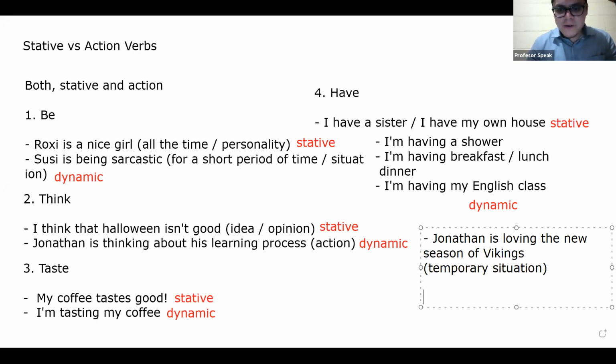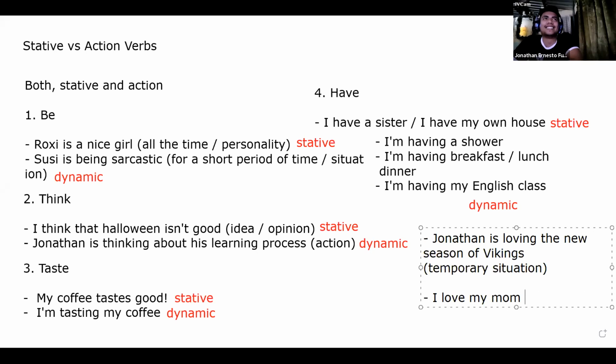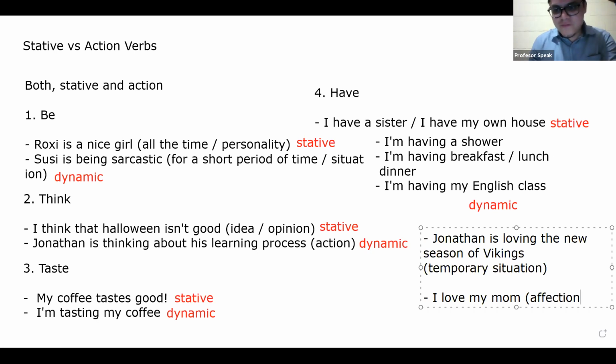But when we talk about not enjoyment but affection, like for example, I love my mom. You cannot say I'm loving my mom. That is not a temporary situation, right? You will always love your mom, yes or not? Yeah. Okay, that is not a temporary situation. So in this case, we're talking about affection, which is not enjoyment, all right?